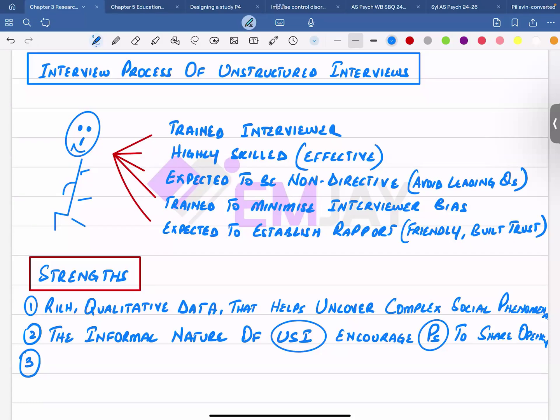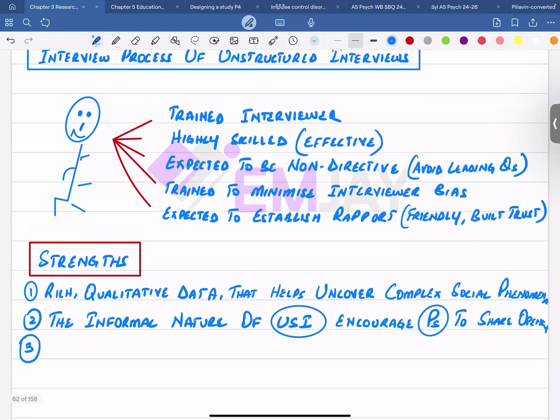Now, these unstructured interviews, we see this particular type of interview being supported by interpretivists. They are favored by interpretivists.